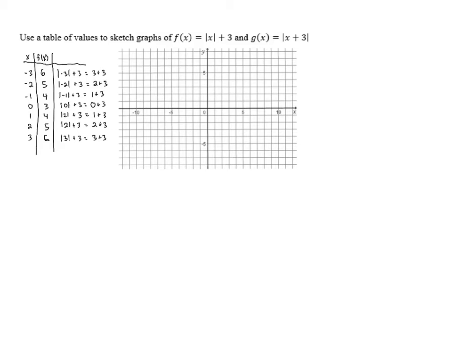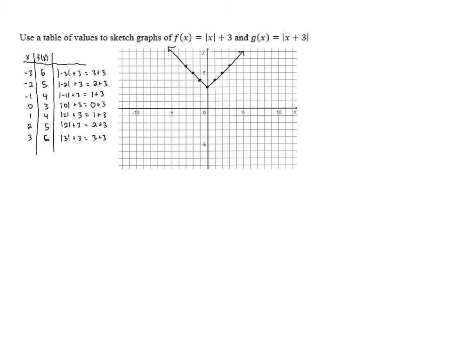So we can plot our points. We've got -3, 6, -2, 5, -1, 4, 0, 3, 1, 4, 2, 5, and 3, 6. We have already seen a graph of the absolute value of x, and we know that it is a V-shape. In this case, we get a similar V-shape, but the graph is higher than it was when it was just the absolute value of x.